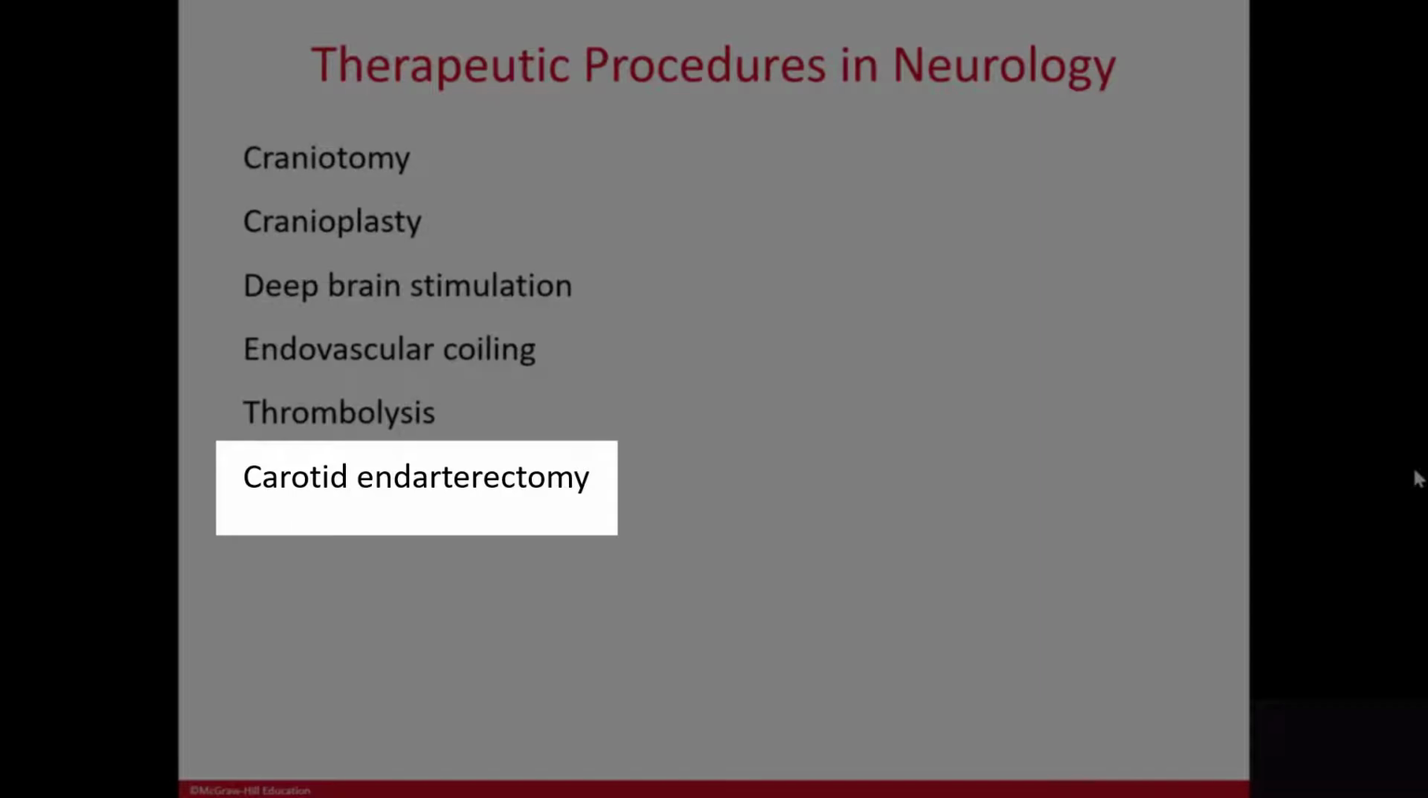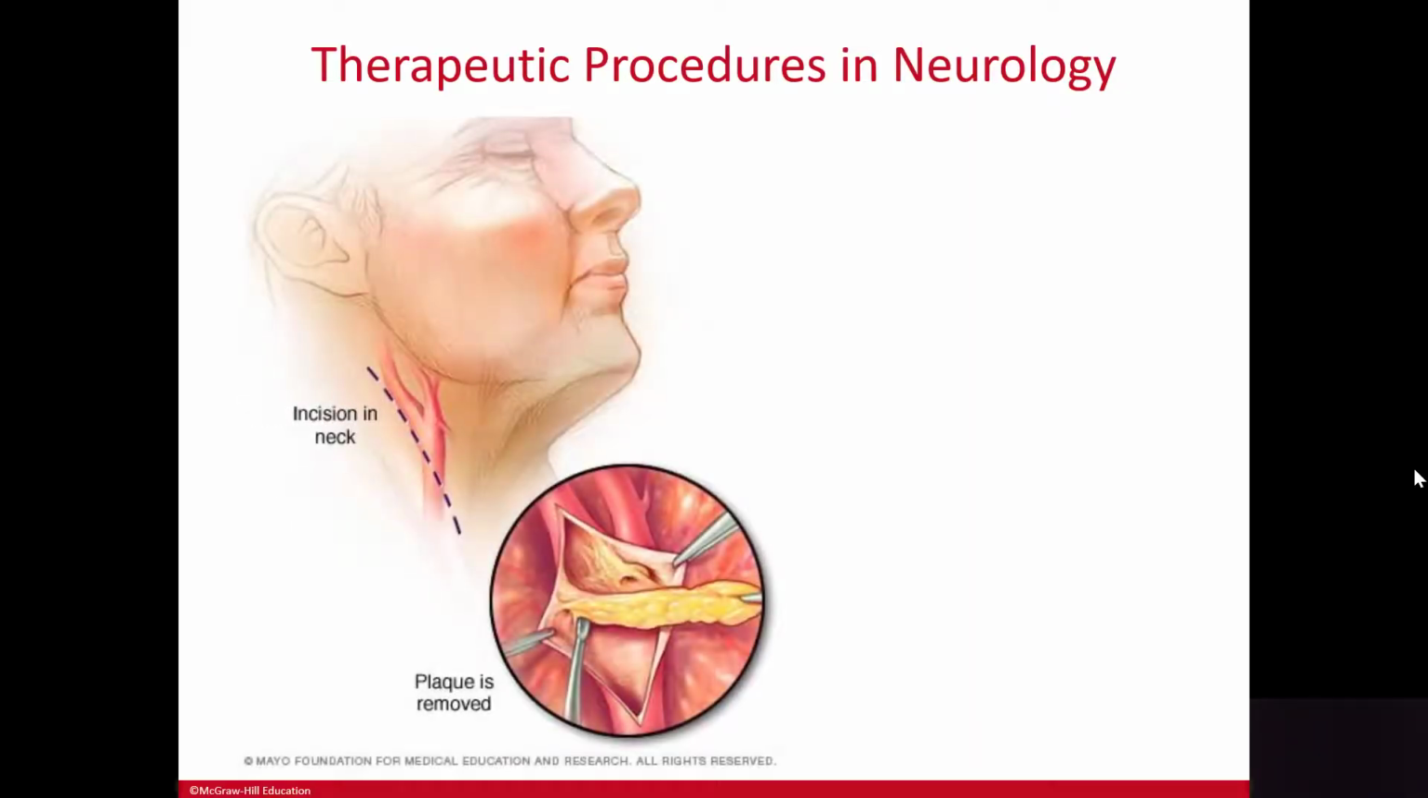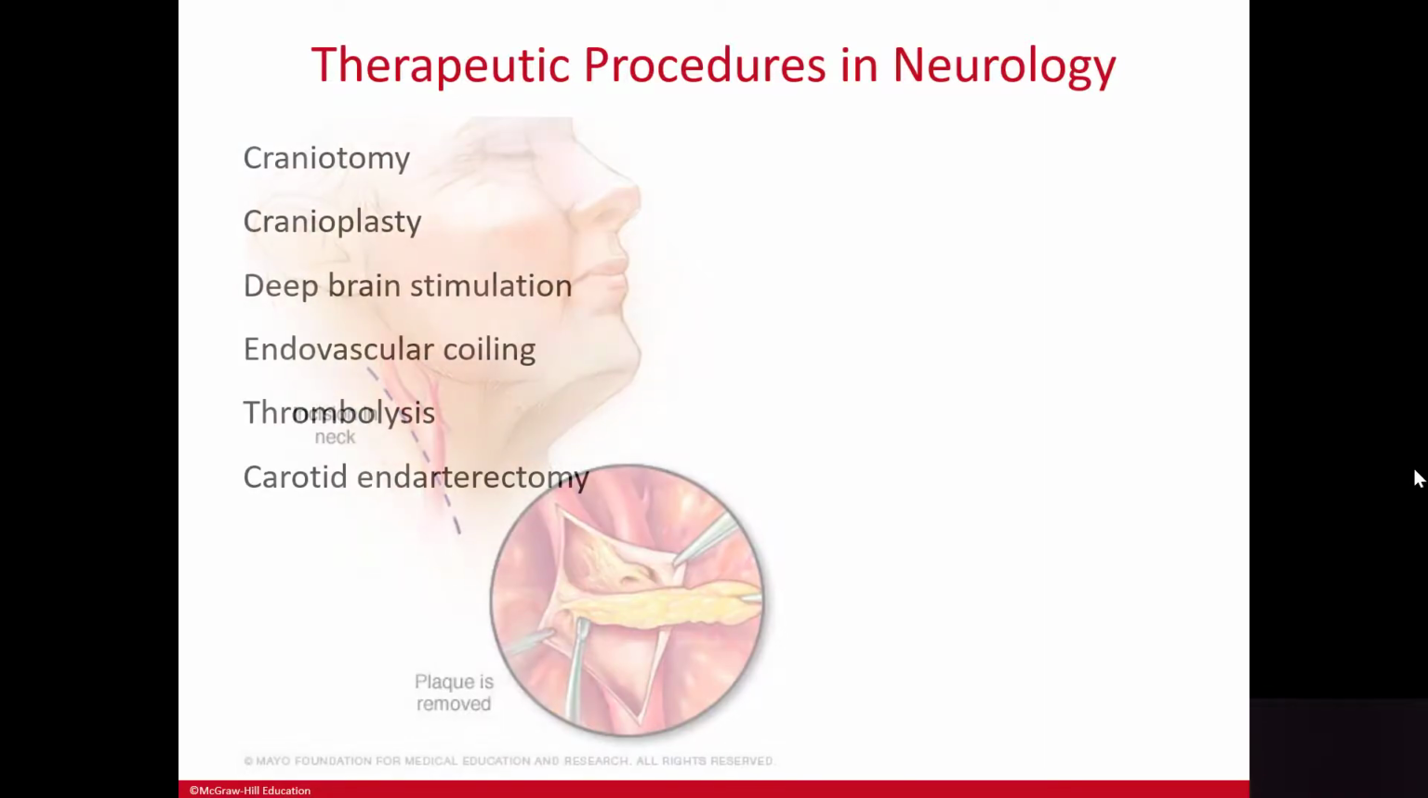Carotid endarterectomy is the treatment for TIA and sometimes CVA. The carotid arteries supply blood flow to the brain, and if they become significantly blocked by plaque, those plaques must be removed. In this process, the plaques are surgically removed from within the carotid arteries.